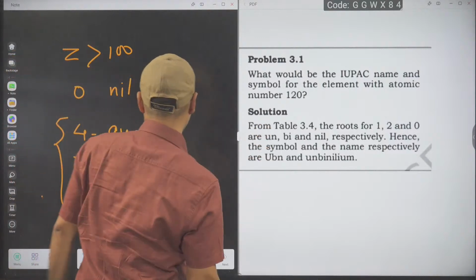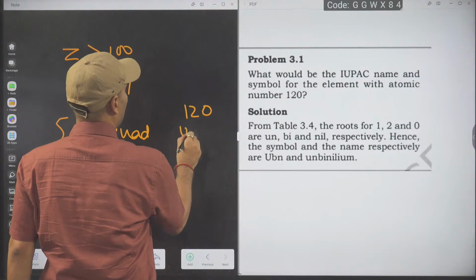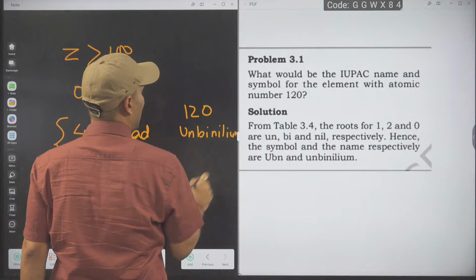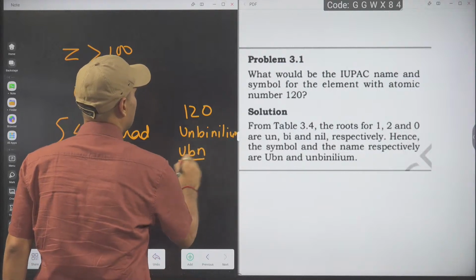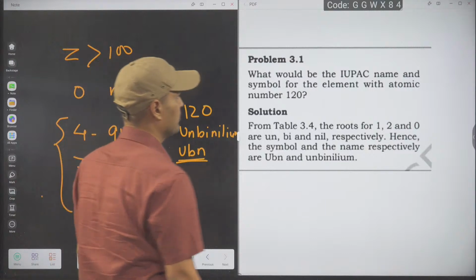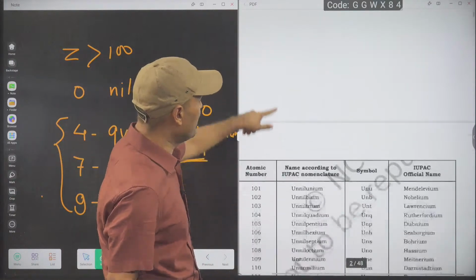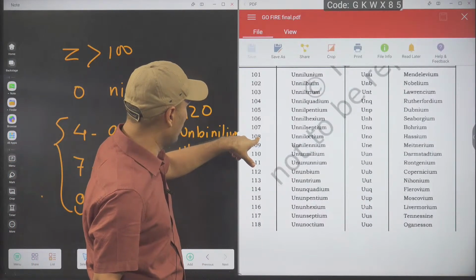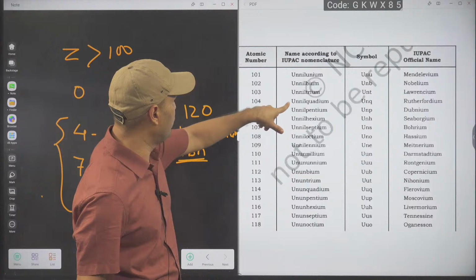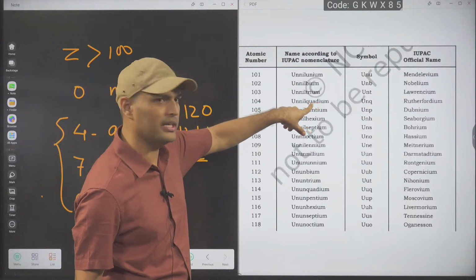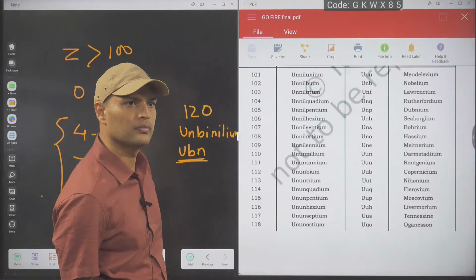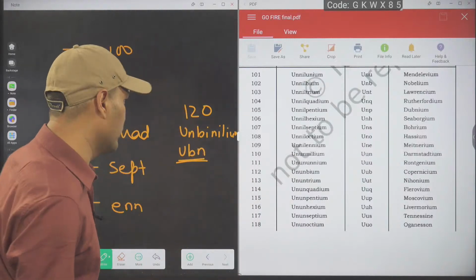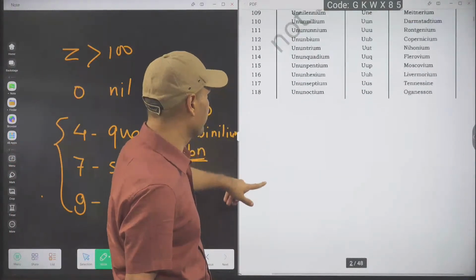Now, if you want to write 120, 120, 1 means what? Un, bi, nil. Ium you add at last. So this is unbinilium. Clear? I have also attached the things which are written in NCERT. You can check these numbers at least, like 108, 109, 104. Unnilquadium. Can you see it? Take out NCERT also. Same pages you have to see from NCERT if you can. Okay.